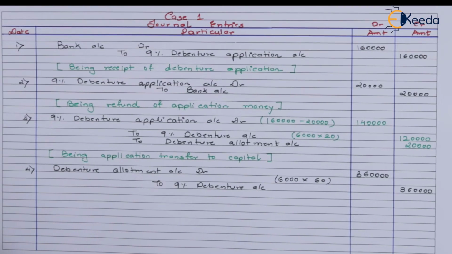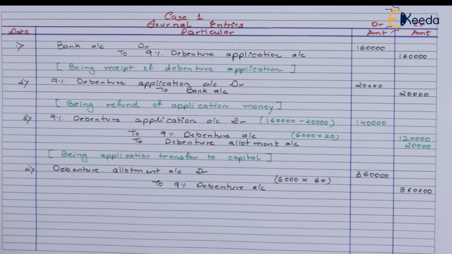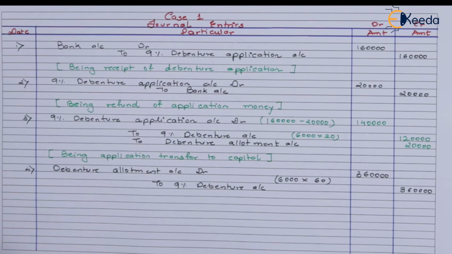Now, when we're talking about allotment due, as these shares are on par, there is no question of share premium or security premium being mentioned in this entry. However, the entry that we're talking about is debenture allotment account debit, the total that we're expecting, to 9% debenture account. That will be 6,000 shares multiplied by 60, that is the allotment money. A total of 3,60,000 is what we are expecting here. That is our expectation.